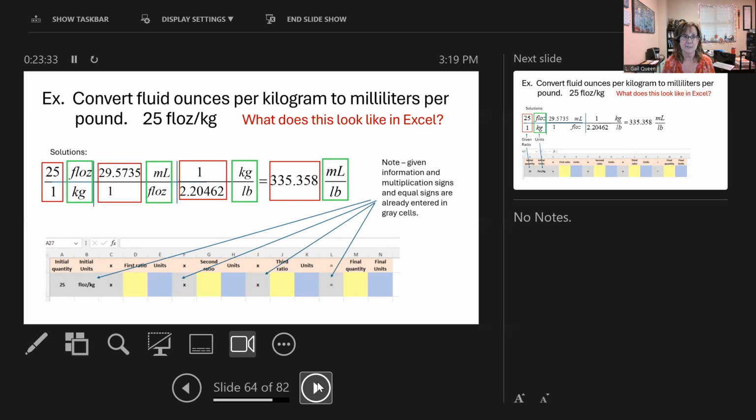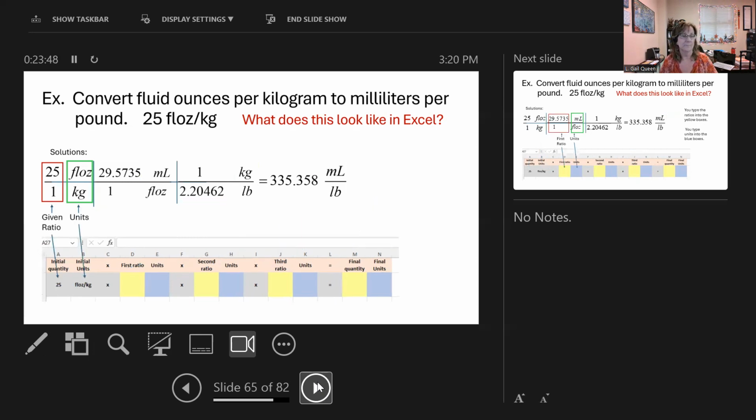They also hold the multiplication symbol and the equal signs. So all you've got to do is fill in the ratios, those fractions that are equivalent to 1, and the units of those fractions equivalent to 1. Okay, so let's look through this. All right, so here's my initial problem. This is how we wrote it on paper up above on top with our little chart. We're going to see how this fills into the Excel sheet. So the given ratio is 25/1, and the given units are fluid ounces per kilogram. This is already entered in the gray cells for you, as I mentioned.